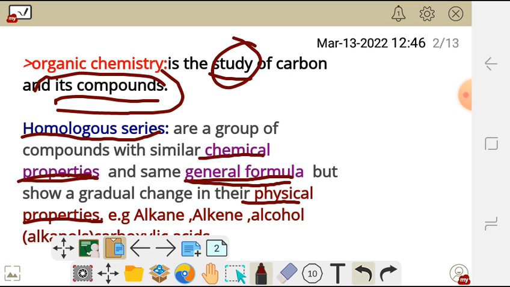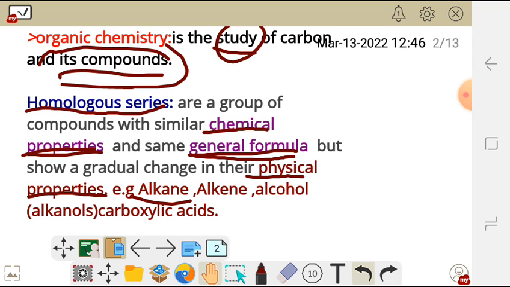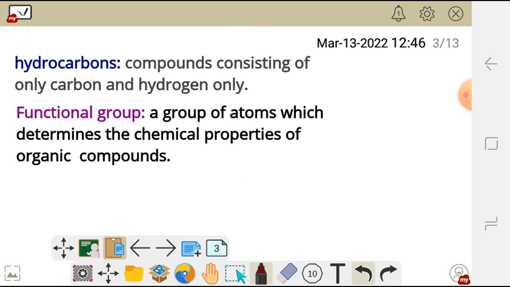Examples of homologous series: we have alkanes, alkenes, alcohols, and we also have what we call carboxylic acids. We are going to look at these families, which are called homologous series. But before we do that, let's look at some terms which we should know, like hydrocarbons and functional group.